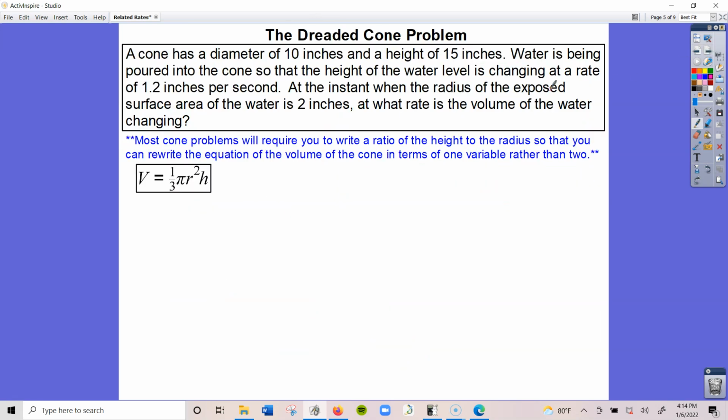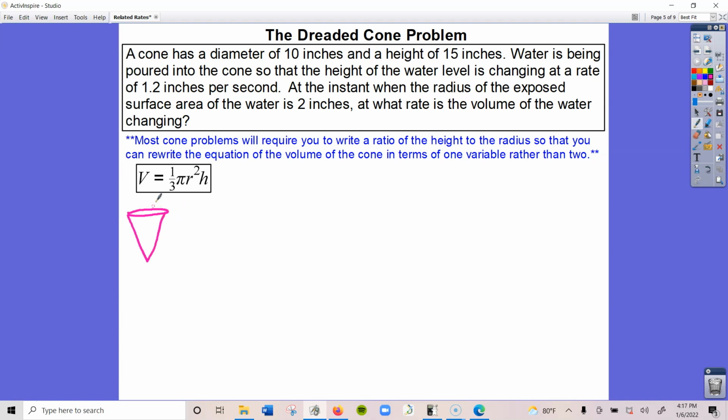Now, let's look at a cone problem. So we just did a cylinder, and now we're going to see the difference with a cone problem. As I read this question, I'm going to go ahead and start writing out all of my given information and drawing my diagram. A cone has a diameter of 10 inches and a height of 15 inches. So here's my cone.